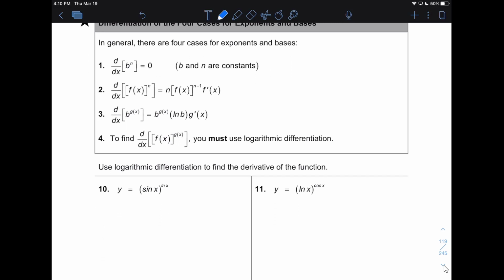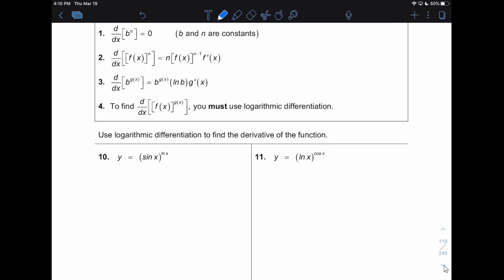And then number three, the derivative with respect to x of b to the g of x power. So you have a constant base raised to a variable power. So it's going to be b to the g of x power times the ln of b times g prime. And now the fourth case is to find the derivative with respect to x of f of x to the g of x power. We have to use logarithmic differentiation. So number 4 is the one we're going to be using right now.